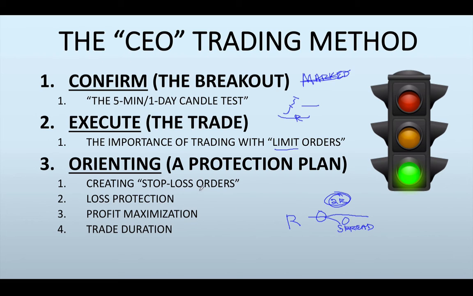So orienting a protection plan, creating a stop loss order. Once you're over the resistance and you set the limit order to trigger your position, you want to transfer your focus to creating a stop loss order. So it's loss protection, profit maximization, and trade duration. Trade duration: how long do you want to hold that position? How long do you want to have that position open? After hours, extended hours, over the weekend, through news, through public release of information. Those are all things you need to take into account.